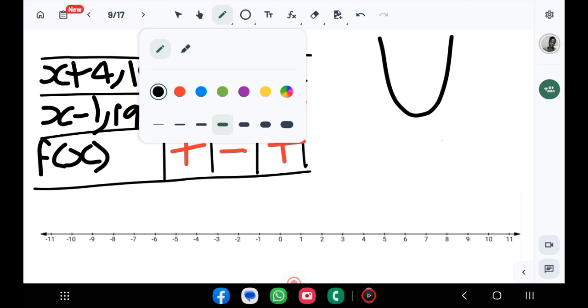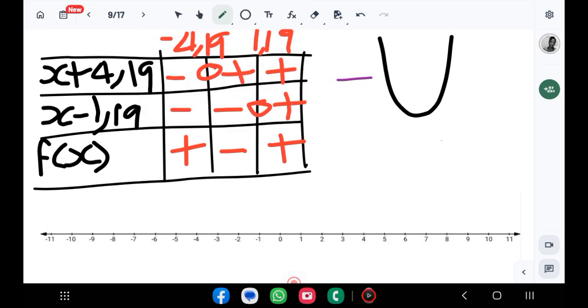Now your critical values will be over here. The one on the left hand side will be negative 4/19. So this is the first critical value, negative 4/19, and the other one on the right hand side will be 1/19. And this is what it looks like. So you've got your x-axis, everything between the roots is below the x-axis, and everything above the roots is on the positive side of the x-axis.